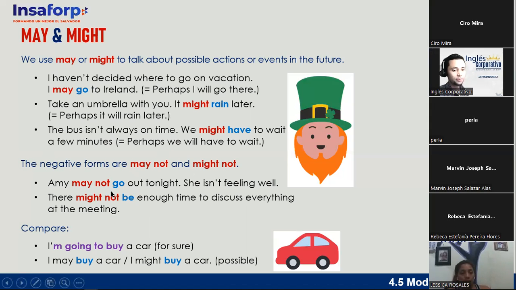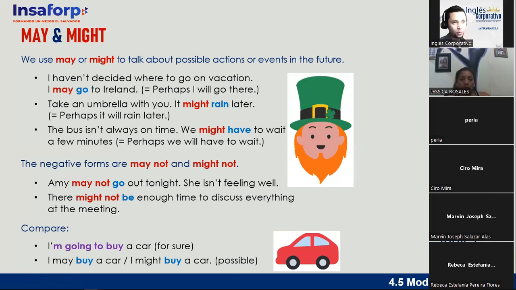Amy may not go out tonight. She isn't feeling well. No se siente bien, así que es posible que no salga. Pero, quién sabe, a lo mejor dice de pronto, no, ya me siento mejor, y sale. Yeah, it's possible.